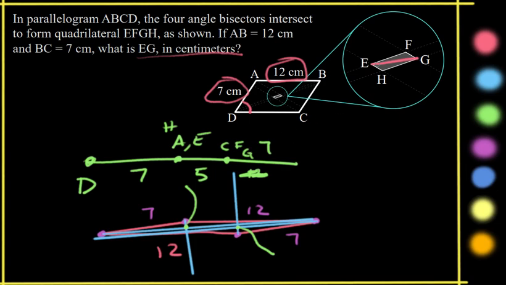And so they want to know the distance from E to G. That's just the distance from this point to this point. And that is just 5. 12 minus 7. So 5 is our answer here.